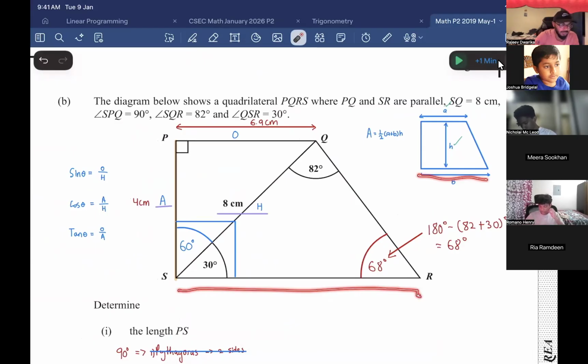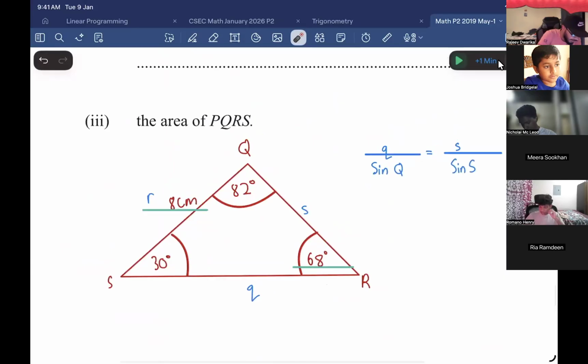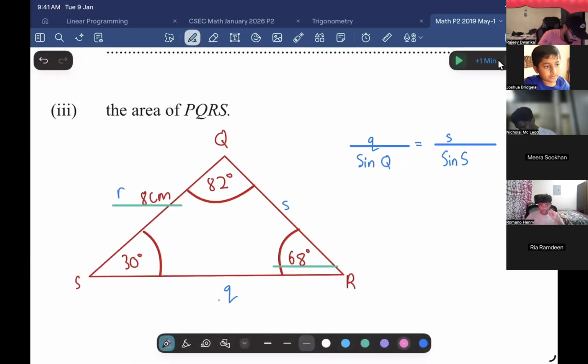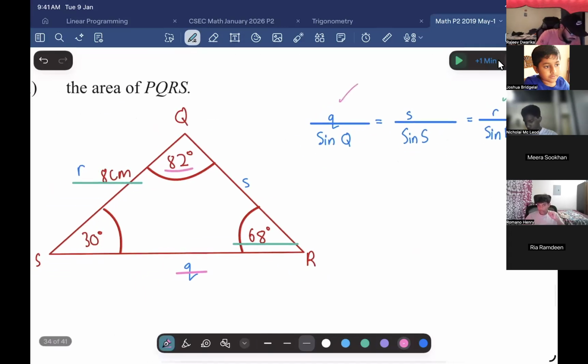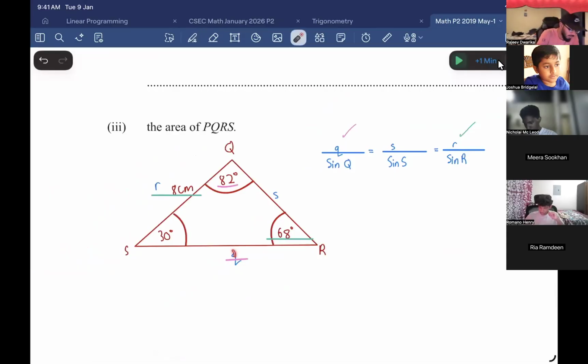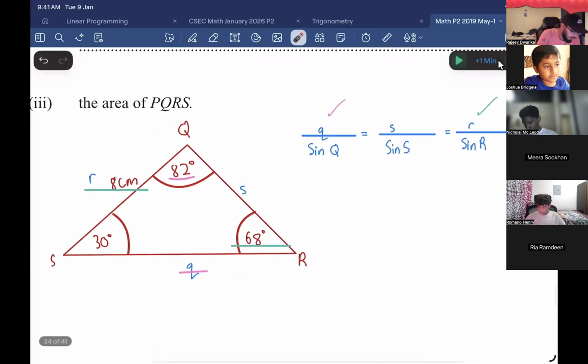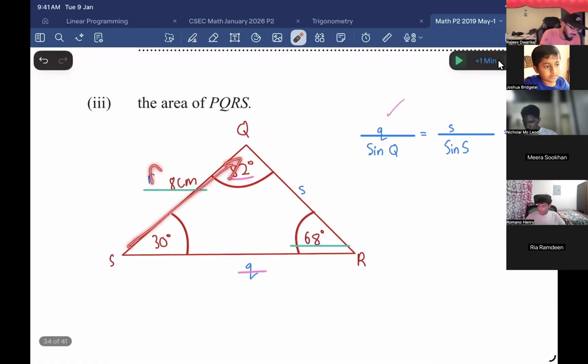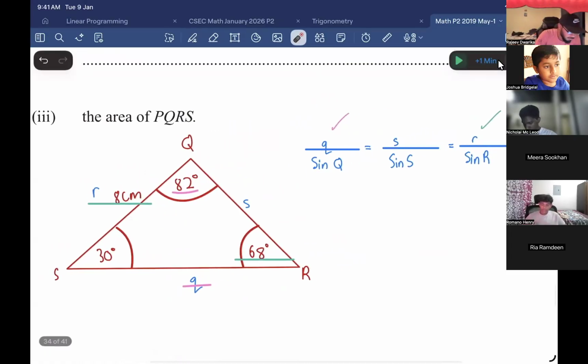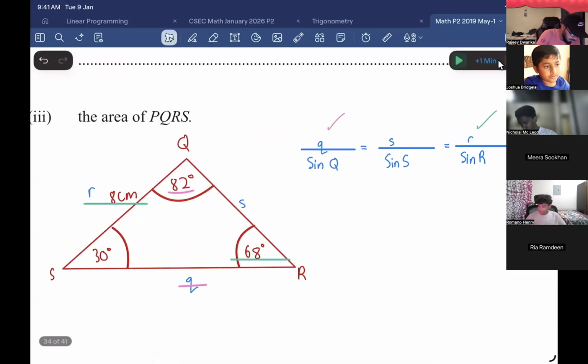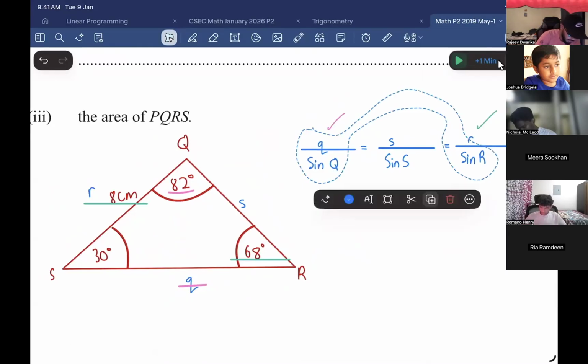SR, right? I'm gonna show you. SR. So if that is the case, I'm going to underline Q as well. Yes, sir, because it's between the SR. Yes, exactly. So Q corresponds to the length SR. The same way S would correspond to the length QR, and R would correspond to the length QS. So we are going to use Q over sine Q is equal to R over sine R.